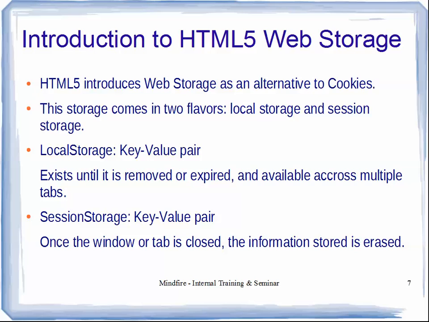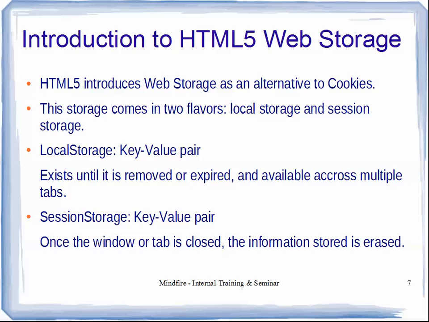Okay, so there are 2 types of web storage. One is local storage and another is session storage. Usually both local storage and session storage come as key-value pairs. Key-value pair means each record will consist of a key and its associated value.